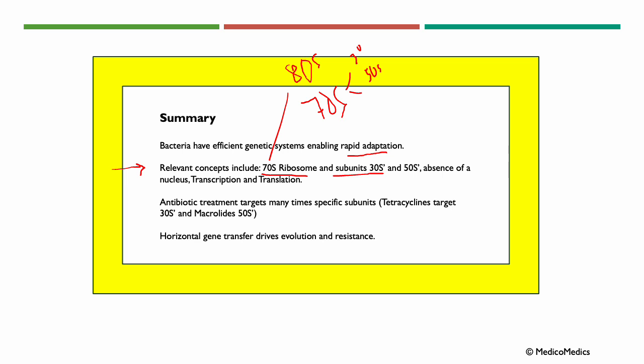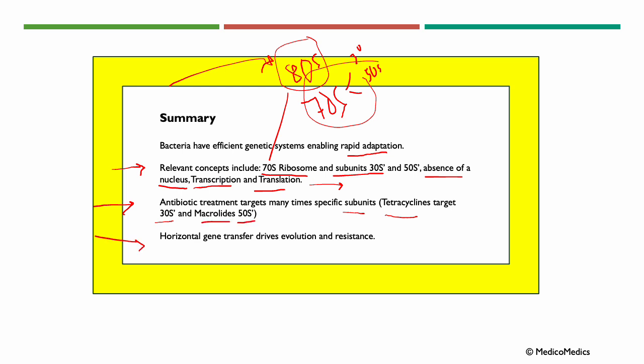Other important concepts: the absence of a nucleus. Eukaryotic cells have a nucleus; bacteria do not. We mentioned transcription and translation, and it's high yield to remember the initiation, elongation, and termination processes. Antibiotic treatment many times targets specific subunits, like tetracyclines targeting the 30S subunit and macrolides the 50S. Horizontal gene transfer drives evolution and resistance.